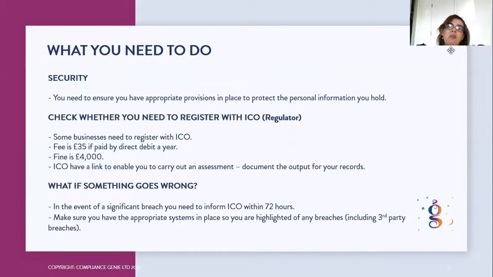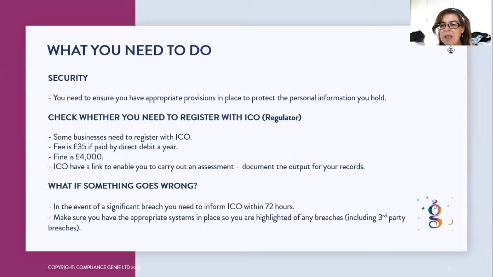Security. You need to ensure you've got appropriate provisions in place to protect the personal information you hold. So in relation to IT, make sure you've got the right antivirus, and that it's going to be updated on a regular basis. I can't remember what the updates are called in relation to the antivirus. Password protected. When you're emailing things to people, make sure they're password protected.